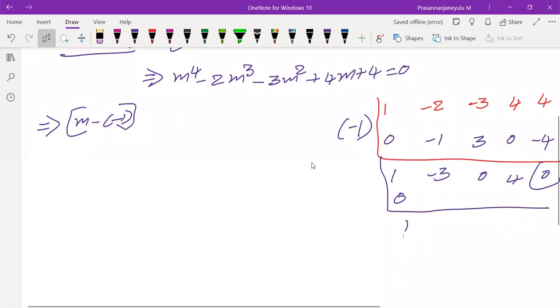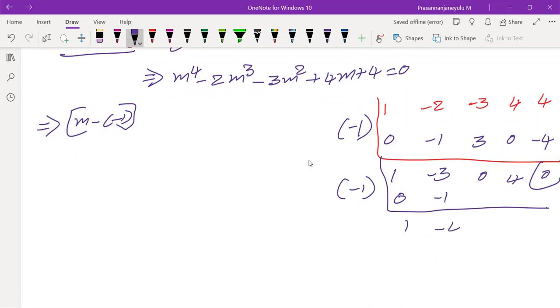We have to start with minus 1, because if we take 1 again, 1 will fail. Already we got minus 1, and there may be a chance that minus 1 repeats. So minus 1 into plus 1 is minus 1. Minus 1 minus 3 is minus 4. Minus 4 into minus 1 is 4. 0 plus 4 is 4. 4 into minus 1 is minus 4. And the remainder is 0.